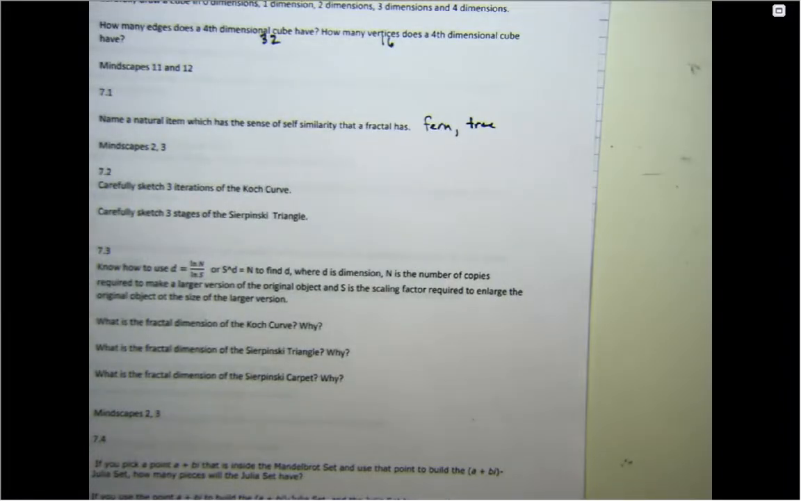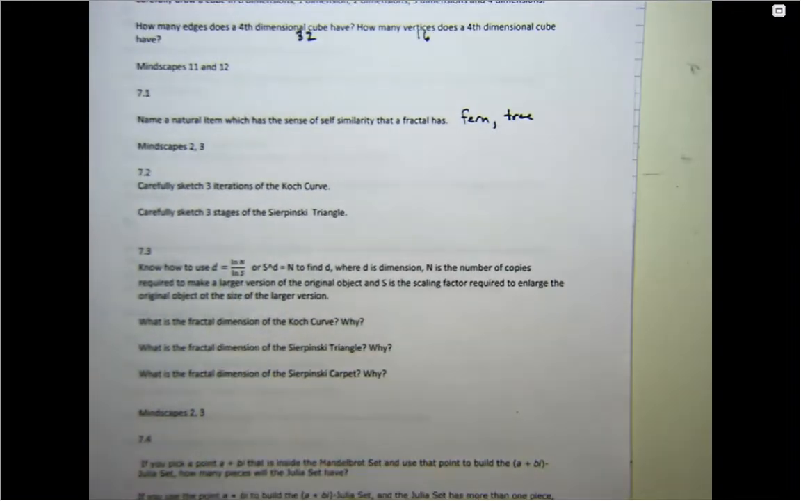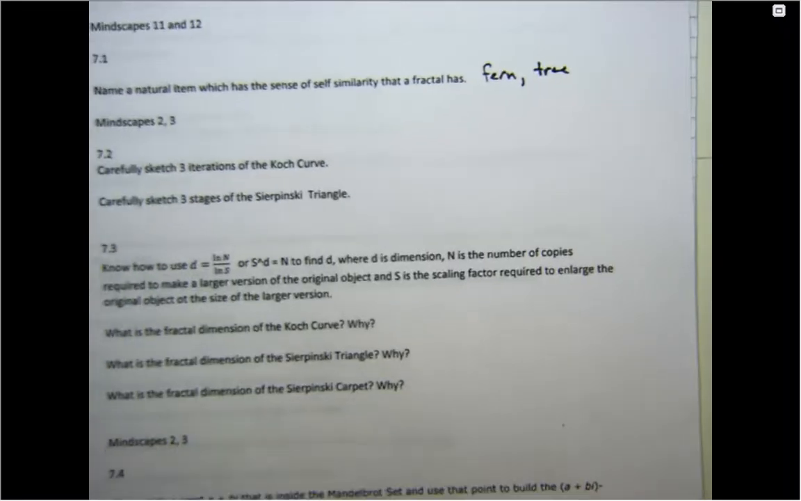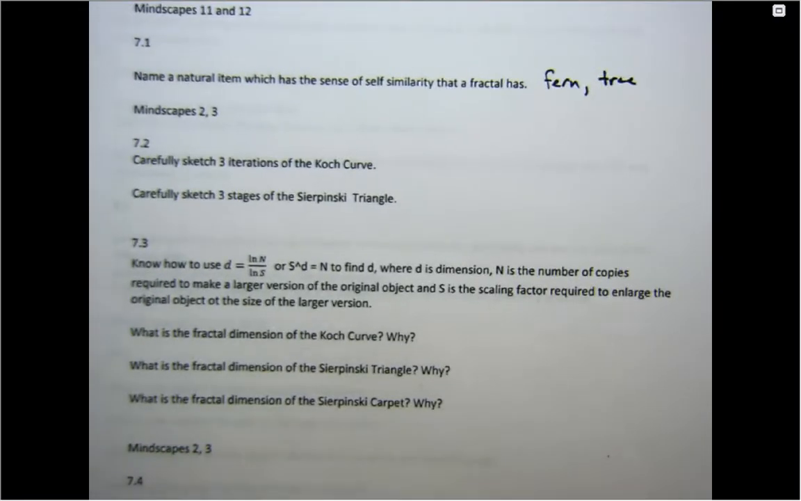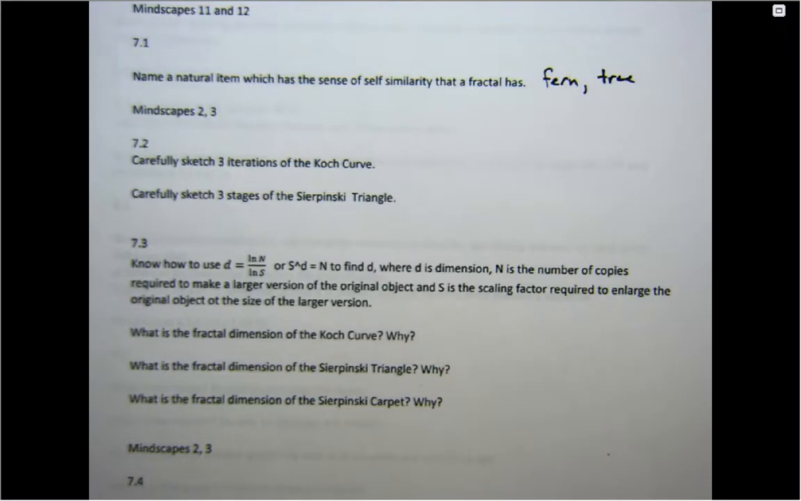Okay, so that brings us to section 7.3 where we're looking at the dimension of the Koch curve, the Sierpinski triangle, and the Sierpinski carpet. So we're using either this formula or this formula. You should be able to get this correct so that your answer is within 1/100th of the number that you need to make the equation true. So you'll need one of these formulas on your 3x5 card probably, unless you memorize it.